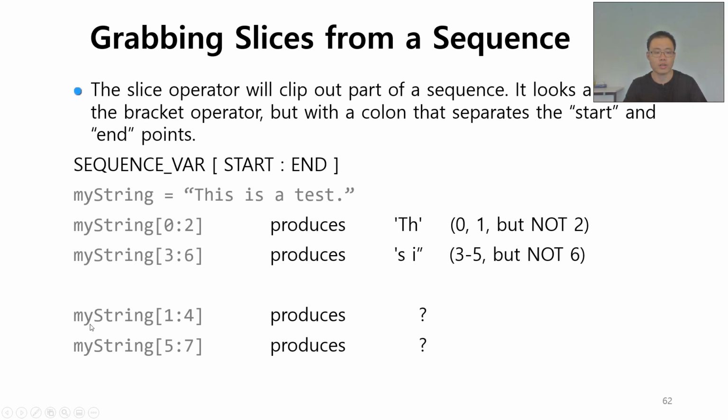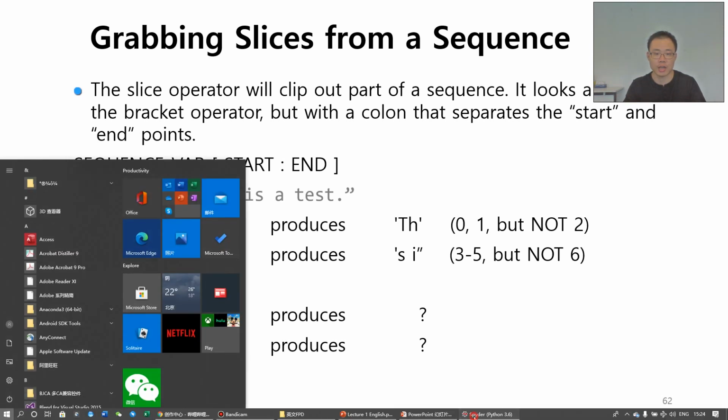Okay. Question: what does this produce? 1 to 4. 1 is the second element, H. 1, 2, 3, but not 4. It should be HIS space. HIS space. Let's check it a little bit.